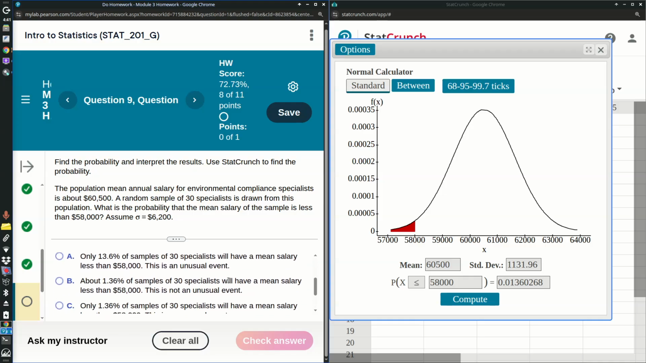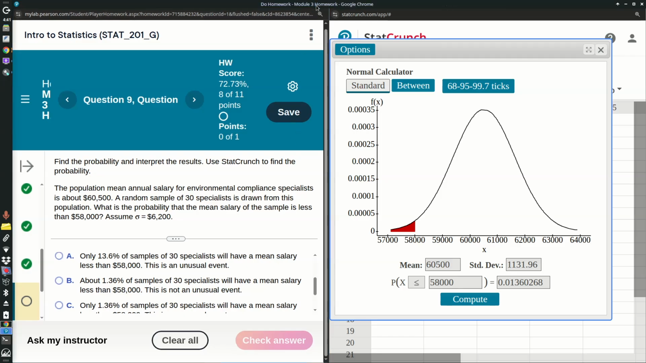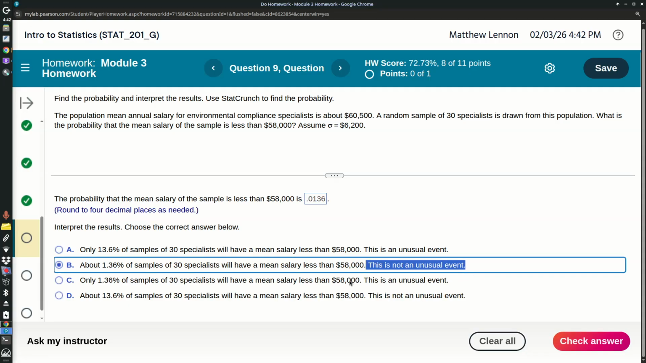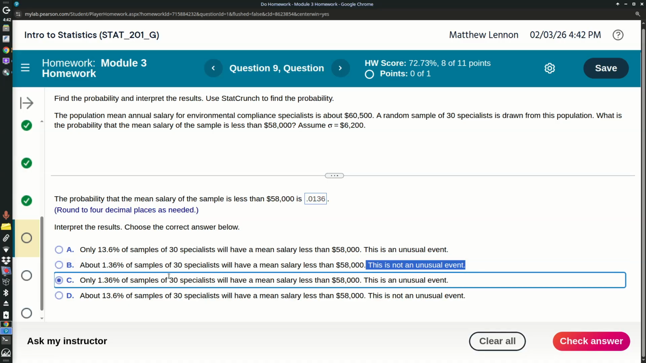Okay, but this one's not asking that, so let's see. What are we saying? So this is the probability, interpret the results. First of all, we'd have to move the decimal 2 places, so 1.36%. So immediately we can rule out A and D. And the main thing, it says this is not an unusual event. That's a small number, so we know that this should be an unusual event. It's less than 5%, like we mentioned. So only 1.36% of samples of 30 specialists having a mean less than 58,000 is unusual.